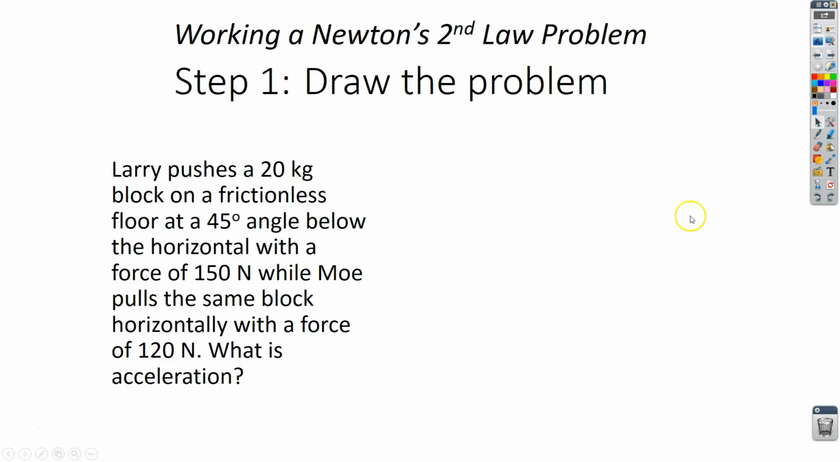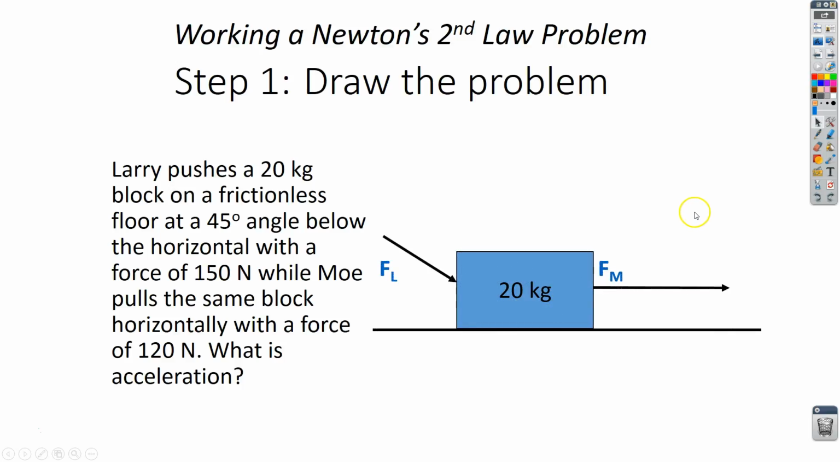It says Larry pushes a 20 kilogram block on a frictionless floor at a 45-degree angle below the horizontal with a force of 150 newtons, while Mo is pulling it with a force of 120. So they want to know, what is the acceleration of this block?